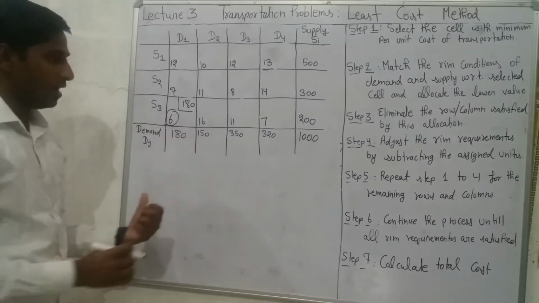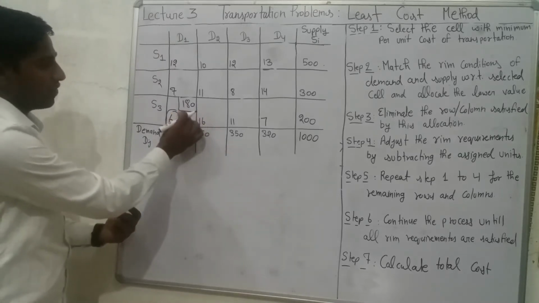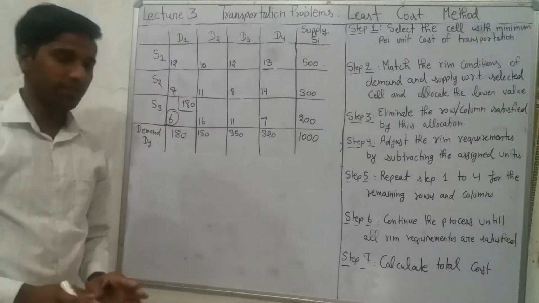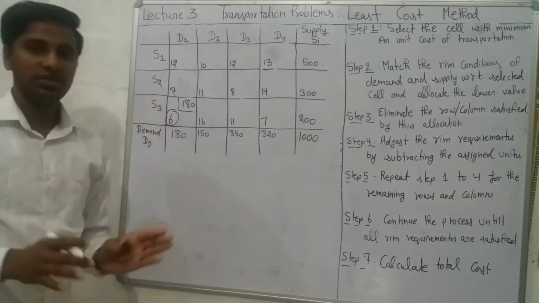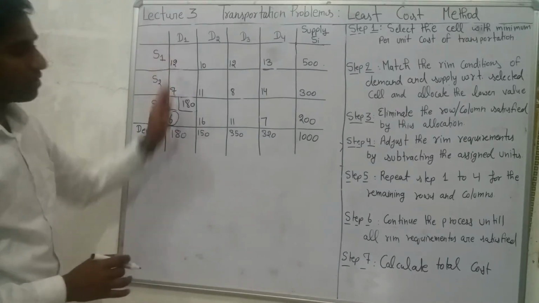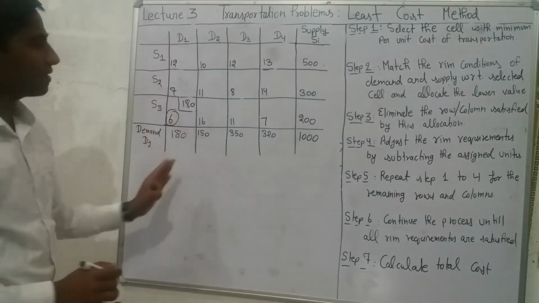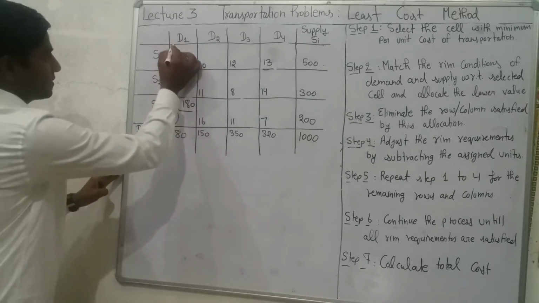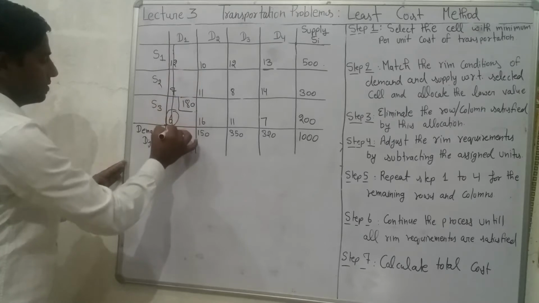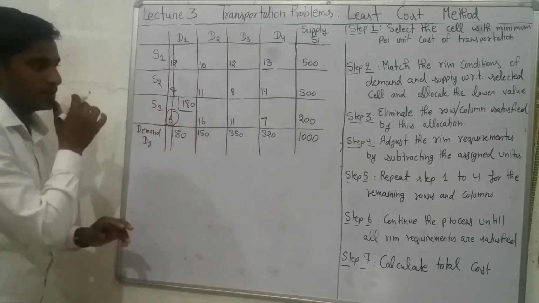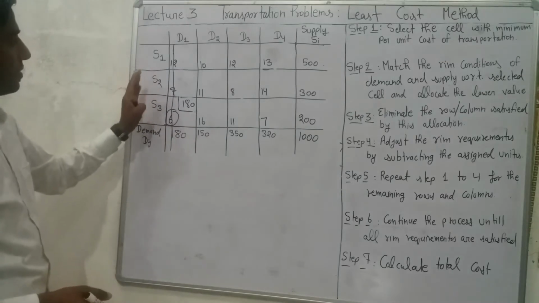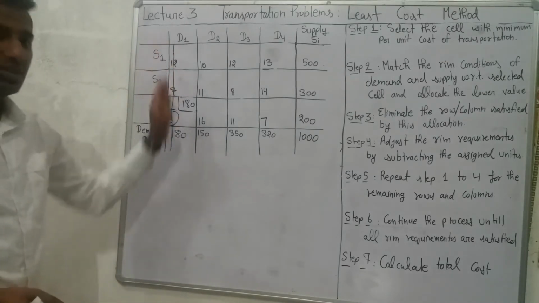180 units, and in this allocation we have allocated exactly 180 units to the destination 1. So the demand of the destination 1 is completely satisfied. So we will eliminate this column. Just draw a line on this column. So in the next steps, we are not going to include this column.